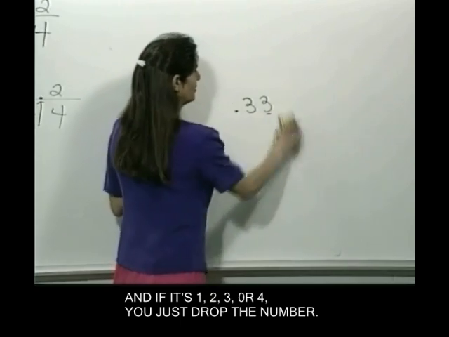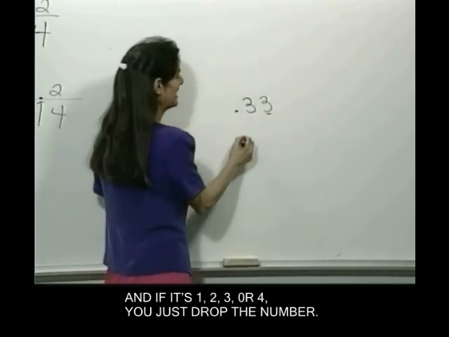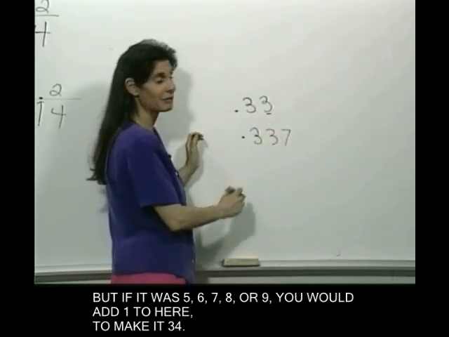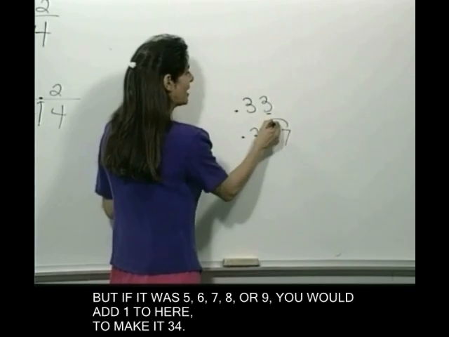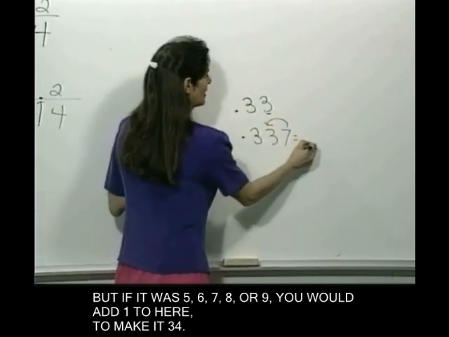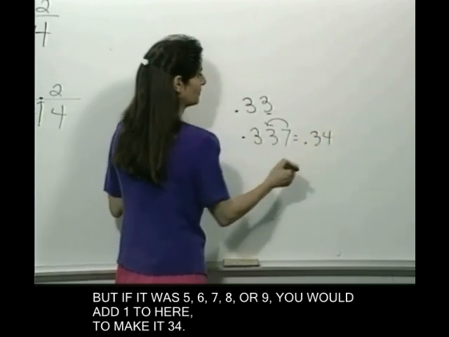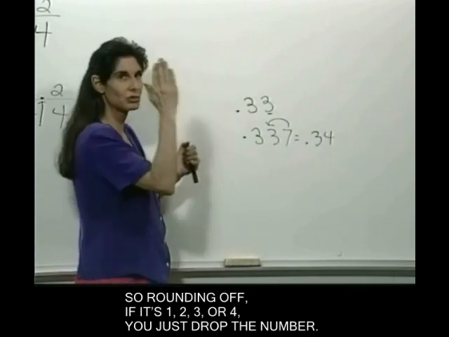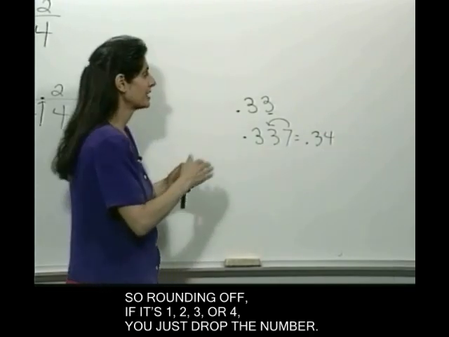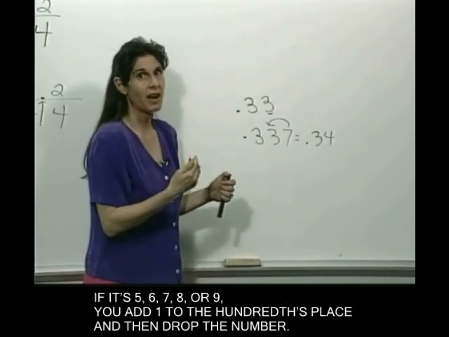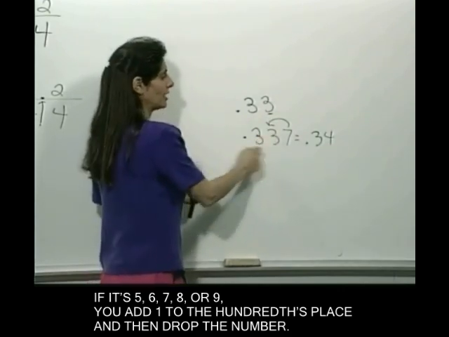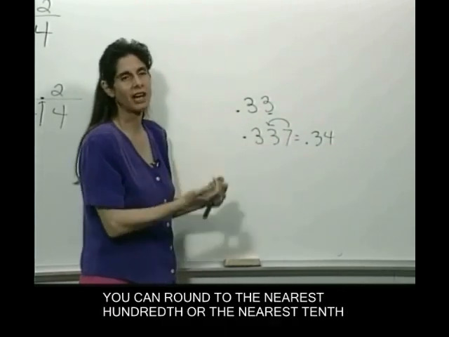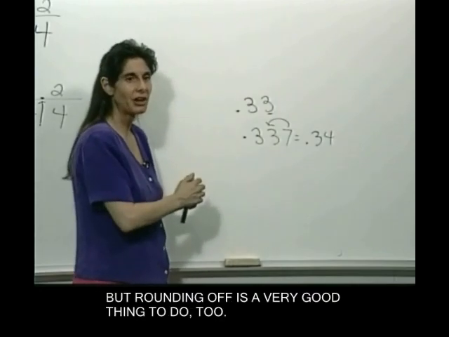And you could look at this number, the thousandths, and if it's 1, 2, 3, or 4, you just drop the number. But if it was 5, 6, 7, 8, or 9, you would add 1 to here to make it 34. So rounding off, if it's 1, 2, 3, or 4, you just drop the number. If it's 5, 6, 7, 8, or 9, you add 1 to the hundredths place and then drop the number. You can round to the nearest hundredth or the nearest tenth, but rounding off is a very good thing to do, too.